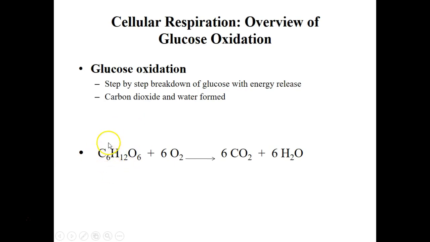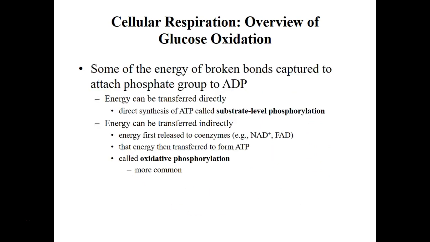So glucose is going to get oxidized completely. We're going to get rid of all of those hydrogens and the electrons, and we're going to produce carbon dioxide. Oxygen is going to be reduced completely. We're going to add those hydrogens and electrons from the glucose to the oxygen, producing water. This is a redox reaction.